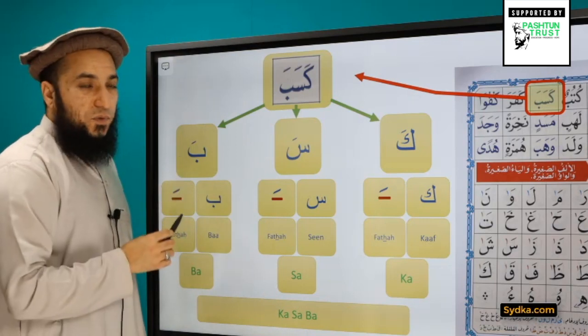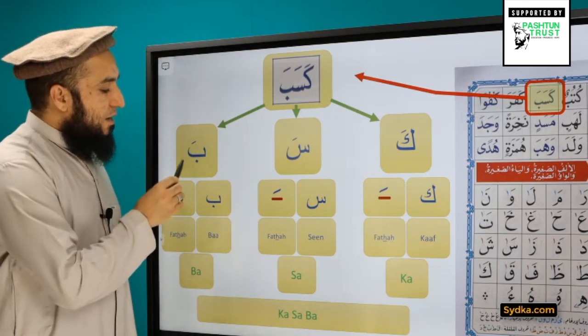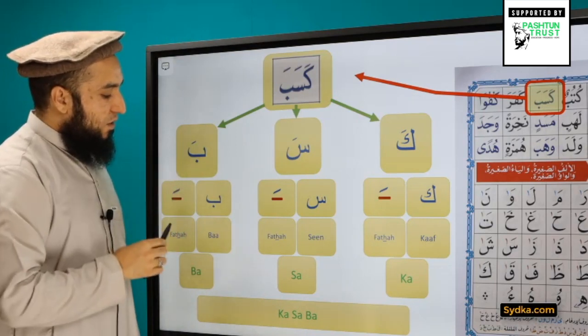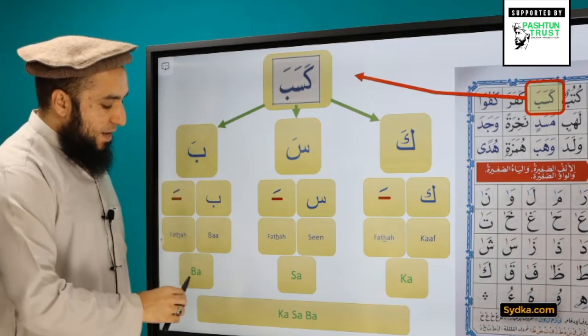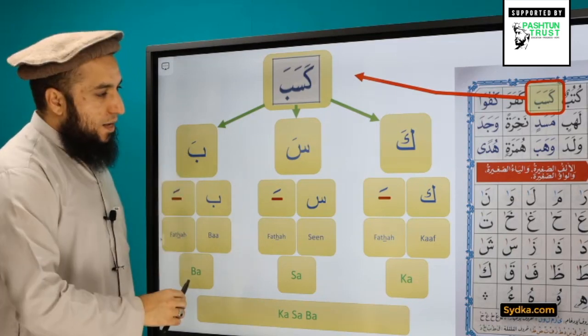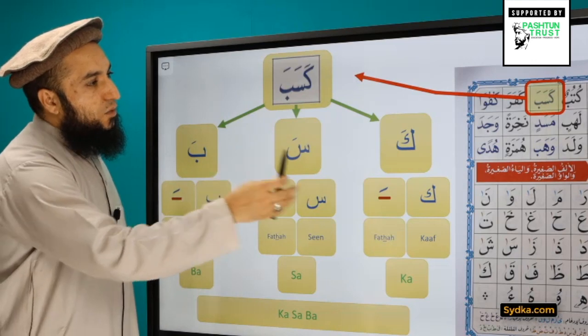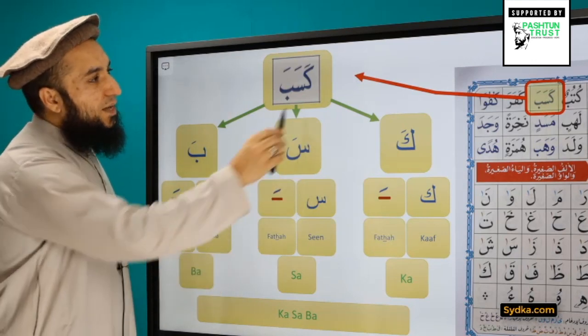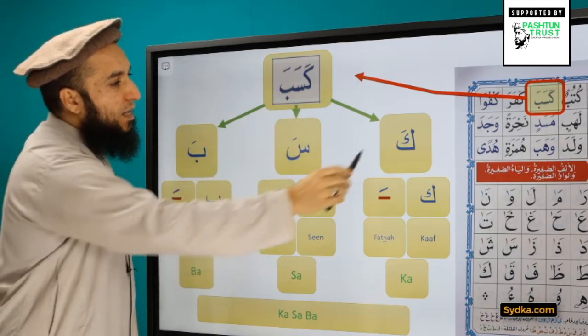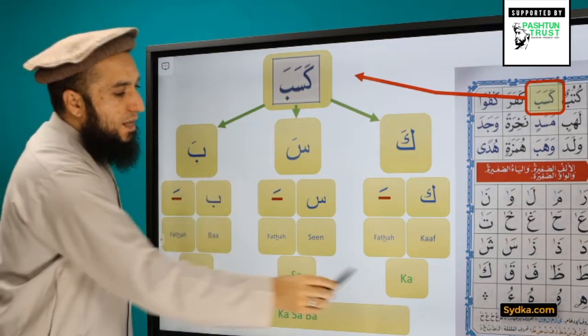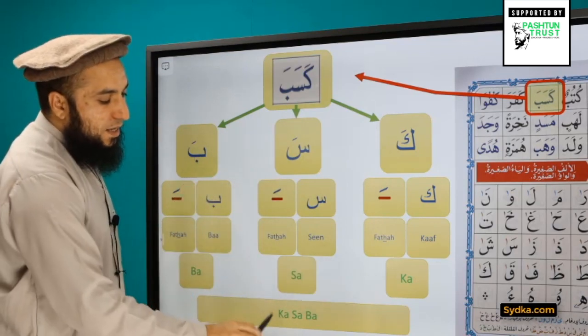The third syllable we have is ba fatha ba. Ba is not silent and it has fatha on it. Ba fatha ba. And then we combine these 3 syllables and we have kasaba, kasaba, kasaba.